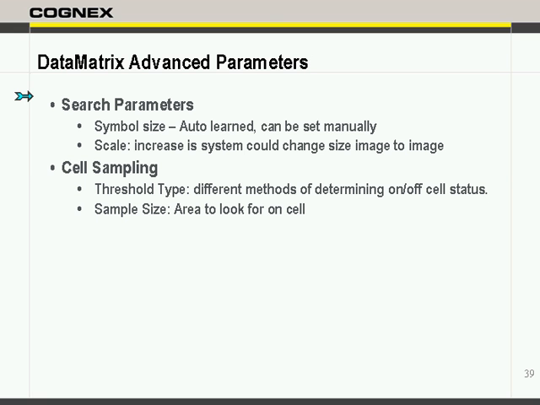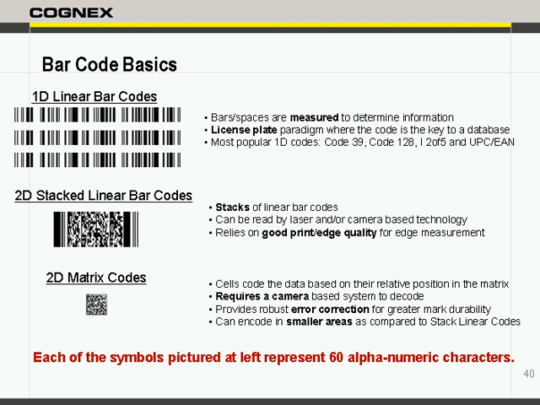Advanced parameters also include the search parameters and the cell sampling that you're going to be using, and you can take advantage of those. The nice thing is that we brought out just a little bit of a blurb here for you, just to give you a brief idea of what it is. But all of this is documented, so you'll be able to look at that and some examples of that in the actual help file.